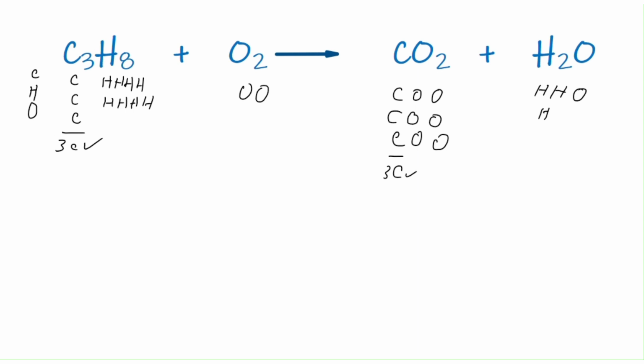So let's have a look at hydrogens. There's 8 on the left. So we need to make sure we get 8 on the right. The only way we do that is by multiplying the H2O by 4. So we get 8 H's on either side.